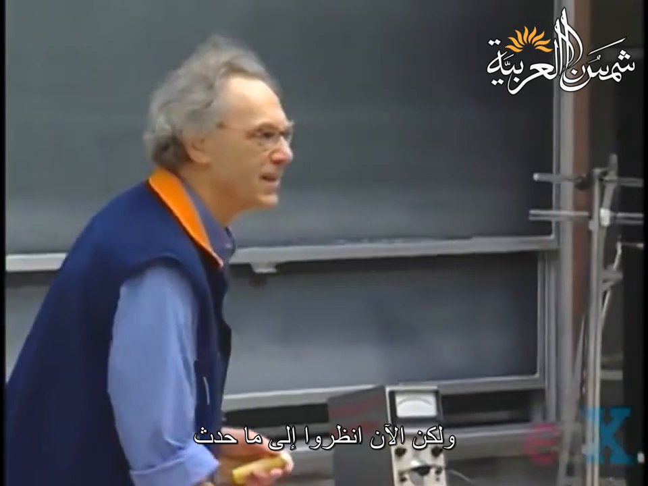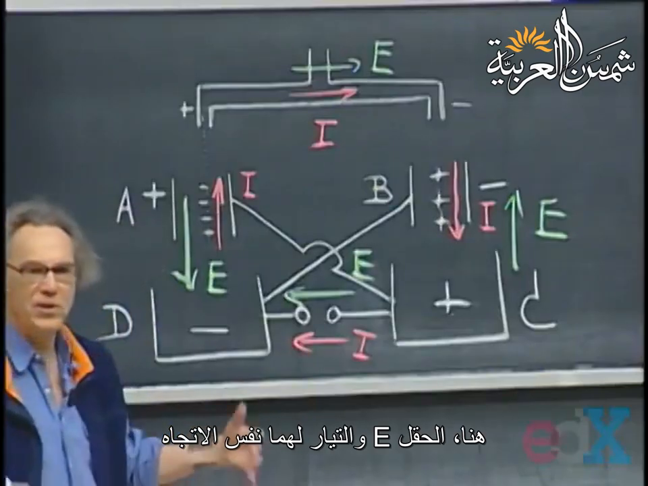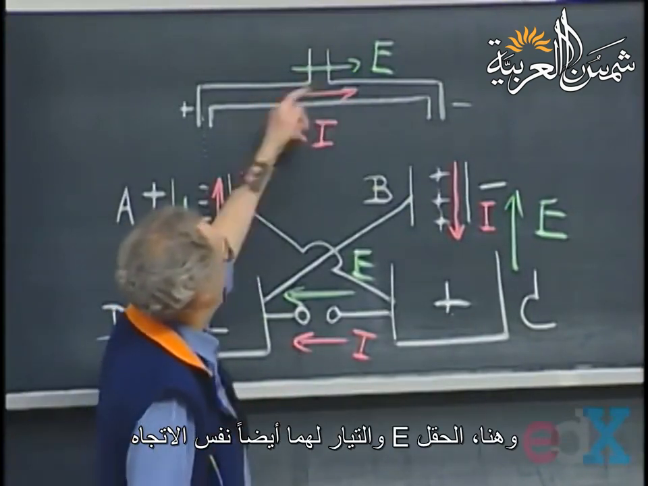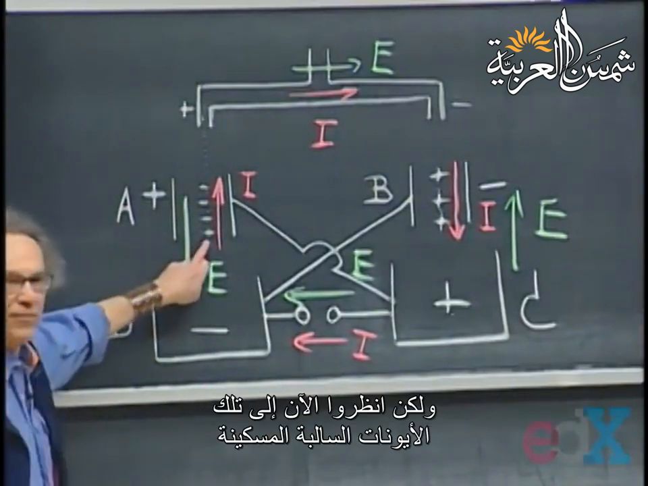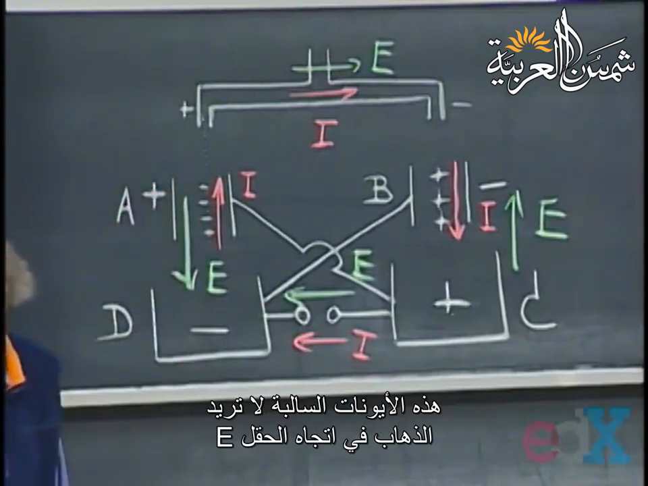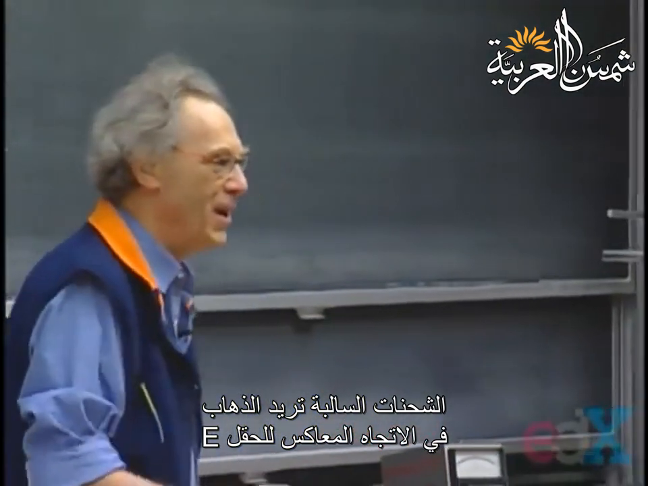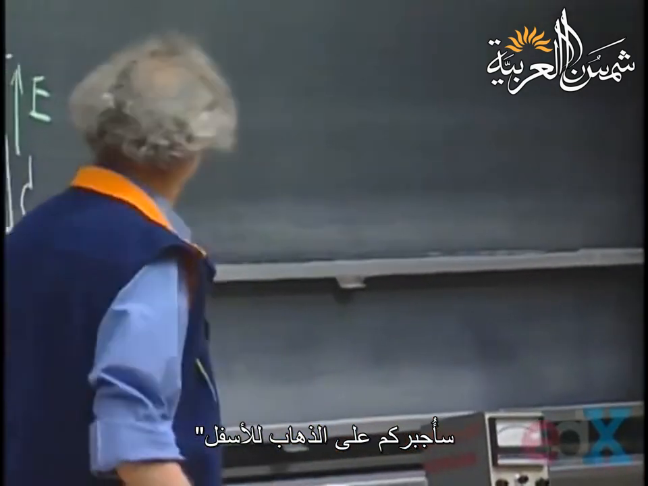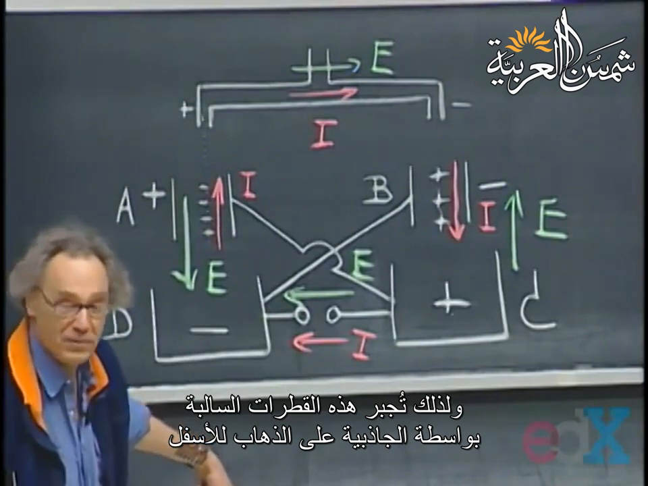But now look what's happening. Here, the E field and the current are in the same direction. That's fine. Here the E field and the current are also in the same direction. That's great. But now look at these poor negative ions. These negative ions don't want to go in the direction of E. Negative charge wants to go against the direction of E. But gravity says, sorry, you can't do it, I force you down. And so these negative drops are forced by gravity to go down.